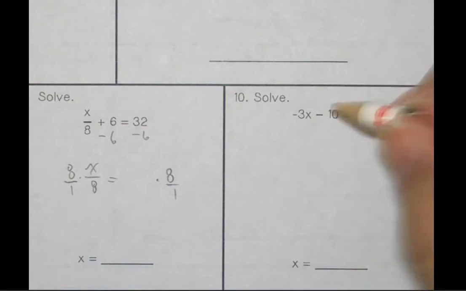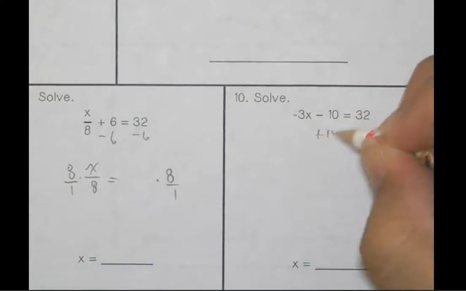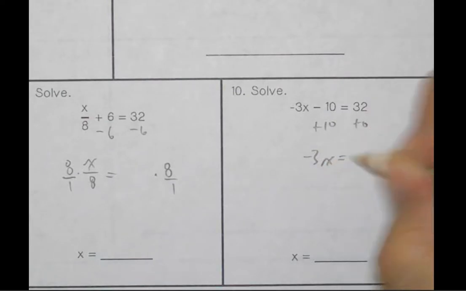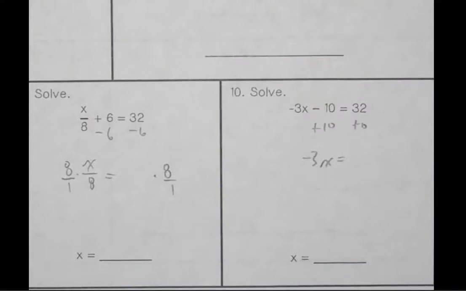And then number 10, same thing. I need to add 10 to both sides. That's going to give me -3x equals some number. Divide both sides by 3. That's going to give me my -x. And so then I need to flip everything. So flip the x, flip the equal sign, which remains equal. And then from there, flip my answer, and that's going to get me my final answer for this equation.